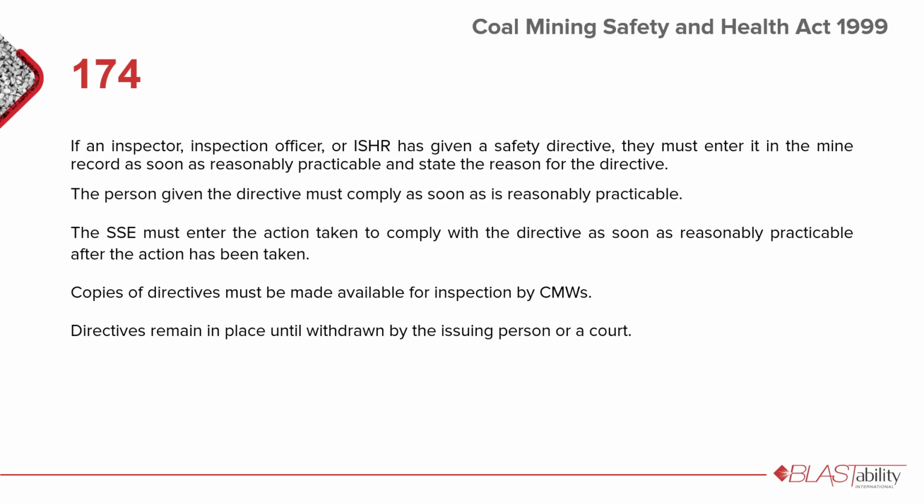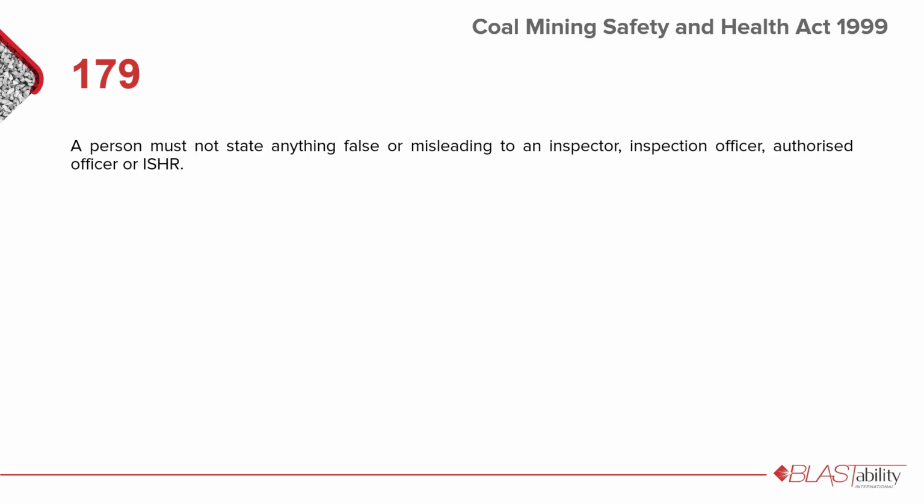174. If an inspector, inspection officer, or ISHR has given a safety directive, they must enter it into the mine record as soon as reasonably practicable and state the reason for the directive. The person given the directive must comply as soon as is reasonably practicable. The SSE must enter the action taken to comply with the directive as soon as reasonably practicable after the action has been taken. Copies of directives must be made available for inspection by CMWs. Directives remain in place until withdrawn by the issuing person or a court.